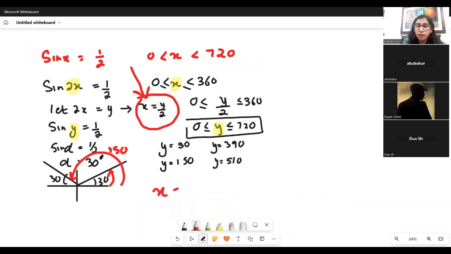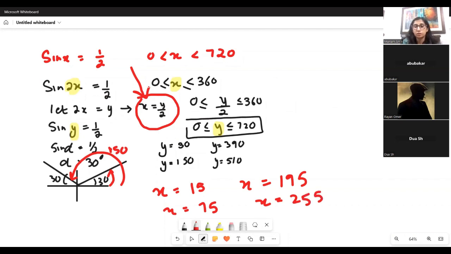So x is going to be half of 30, which is 15. Or x is going to be half of 390, what will that be? 390 divided by 2 is 195. Similarly, half of 150 is going to be 75. And half of 510 is going to be what? 510 divided by 2 is 255. Alright, so these are the 4 answers of the equation: 15, 195, 75, and 255.